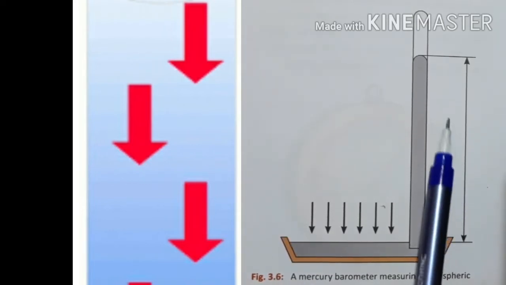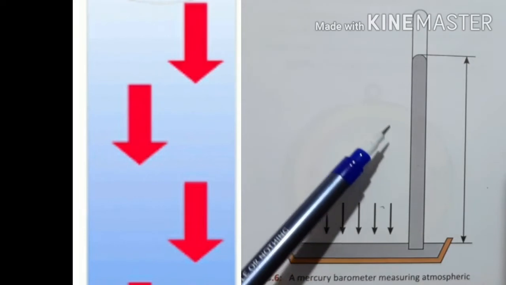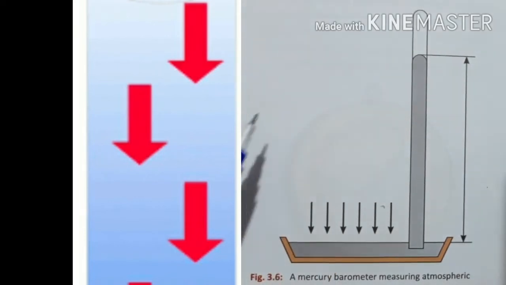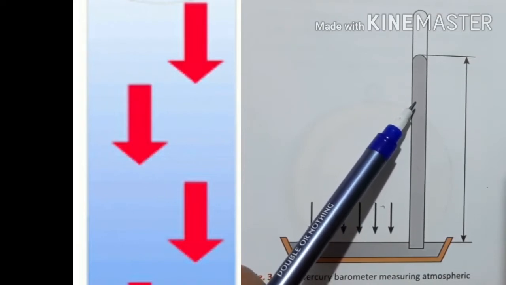Here this level shows the average or mean sea level. The average atmospheric pressure is shown by 76 centimeters of the mercury column in this test tube. That is the average sea level atmospheric pressure condition. When the pressure increases, the mercury level will go above 76 centimeters. When the pressure decreases, the mercury level will come downwards, that means it will be below 76 centimeters.